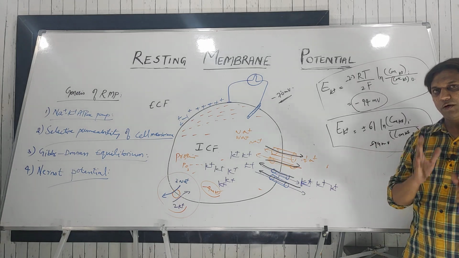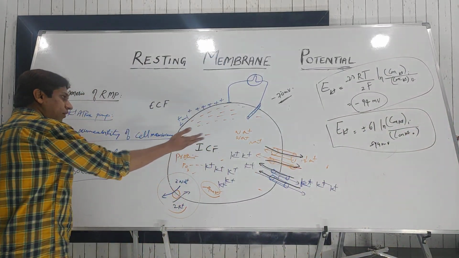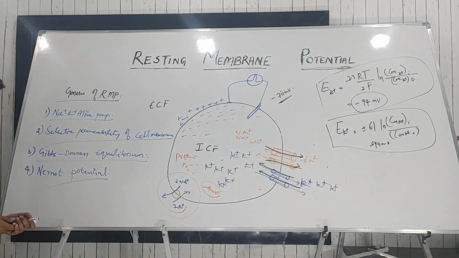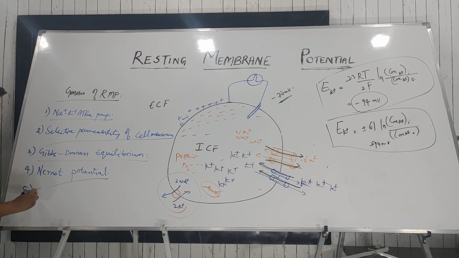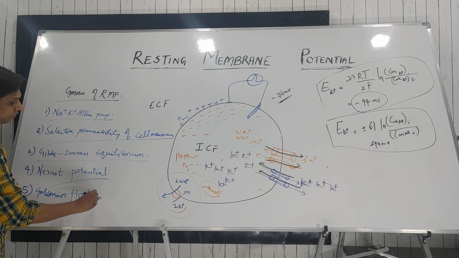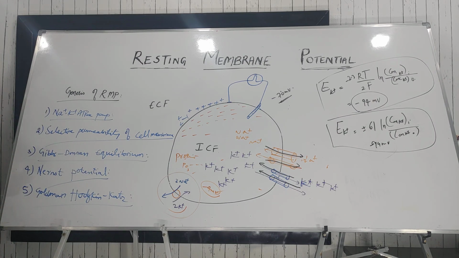It is a bit vast, but please try to rewind this video and once again revise this thing, the concept will be more clear. Now coming to the final equation to explain the genesis of resting membrane potential, that is the Goldman-Hodgkin-Katz equation. Okay, Goldman-Hodgkin-Katz equation.